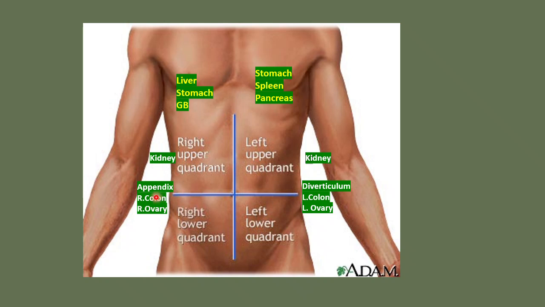The right lower quadrant has the appendix, right colon, and right ovary in females. In the left lower quadrant, you have the colonic diverticula and the left ovary in females. It also carries your descending and sigmoid colons in the left lower quadrant. The kidneys, on the other hand, occupy both the upper and lower quadrants on either side, on the right and left.